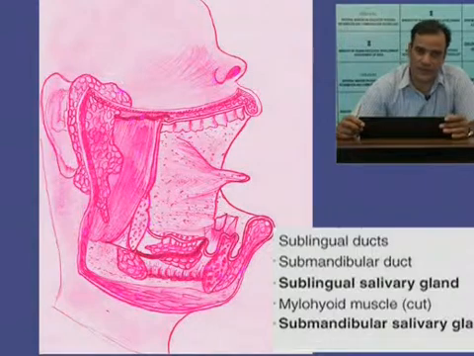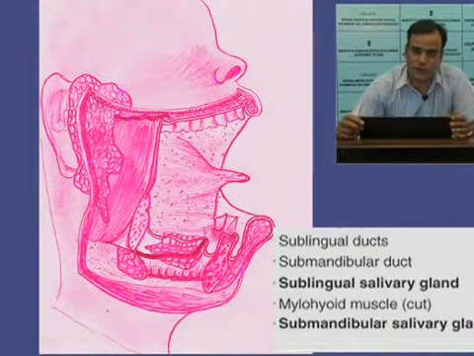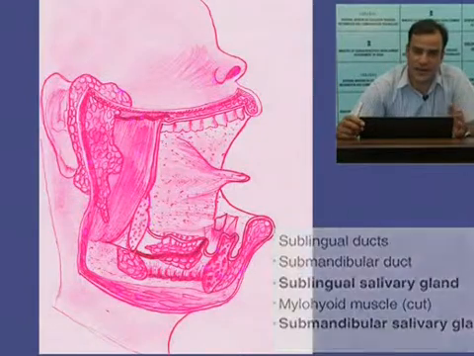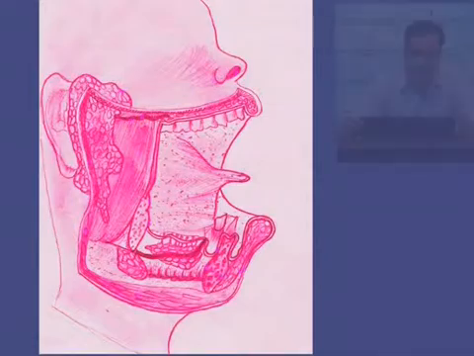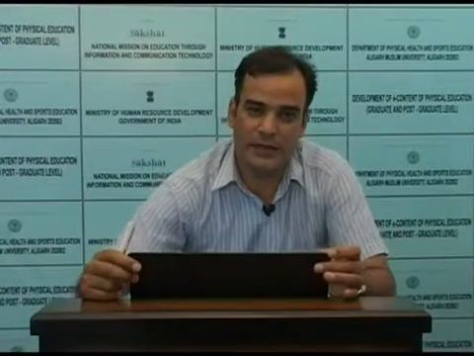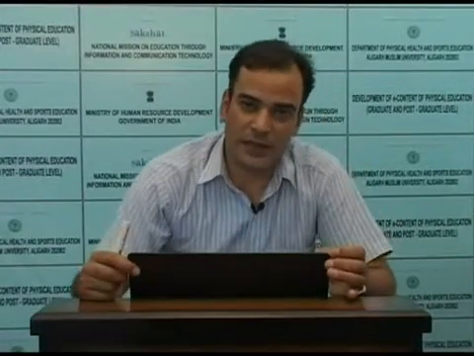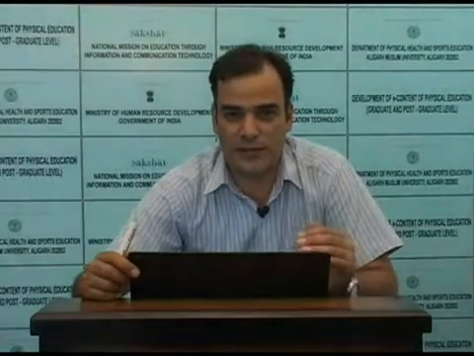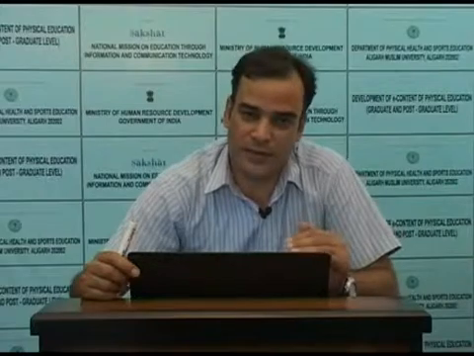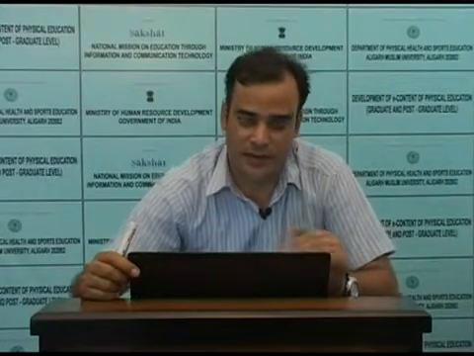So we can say that salivary glands are the accessory glands of the digestive system that secrete saliva. Salivary glands can be divided into two groups: major salivary glands and the smaller minor salivary glands. Major salivary glands are of three types: parotid glands that are located at the root of the ear, then submandibular glands which are located beneath the mandible, and sublingual glands that are located beneath the tongue.